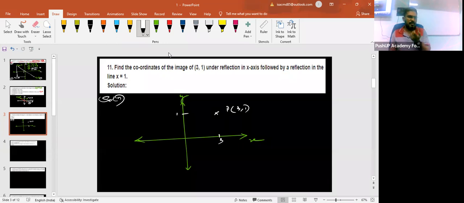Now they are asking us to reflect under x-axis. So first what they are asking us to do, children, they are asking us to reflect this point 3, 1 in x-axis. Then it has to be followed by a reflection in the line x is equal to 1.